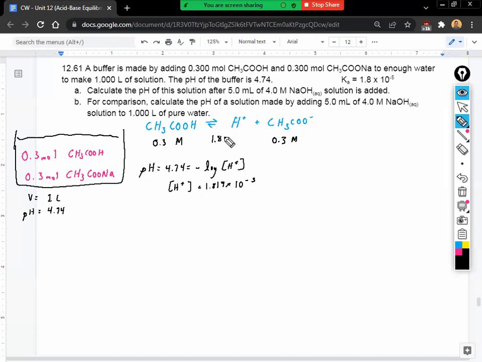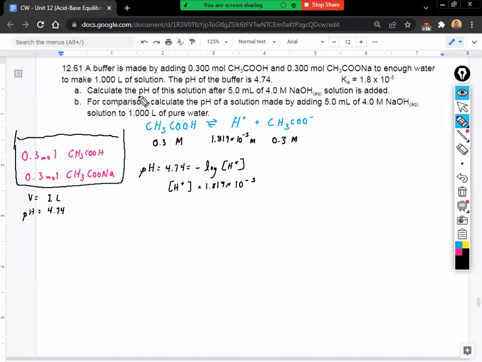So we didn't even start the problem yet. All we're doing is figuring out some information about the system. Basically, the information it gives us is the molarity of the acetic acid, the acetate, and the H plus concentration as well. Okay. So far, so good? All right, now this stuff is important because now we're going to change the system.